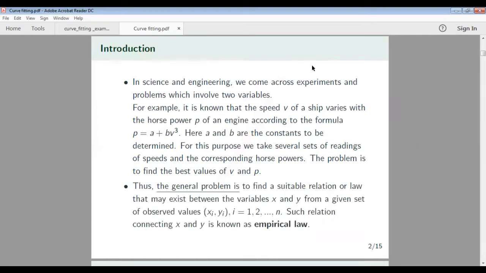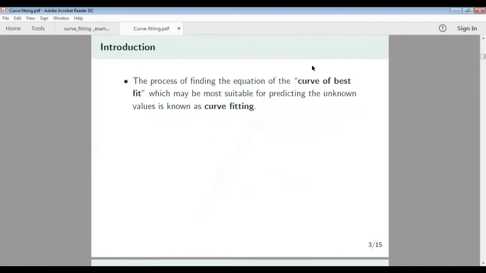This is a general problem to find a suitable relation between two variables x and y from a given set of observed values xi and yi, where i runs from 1 to n observations. And this relation is usually known as an empirical law. The process of finding such an equation is called fitting the best curve, or finding the curve of best fit. This process is called curve fitting.